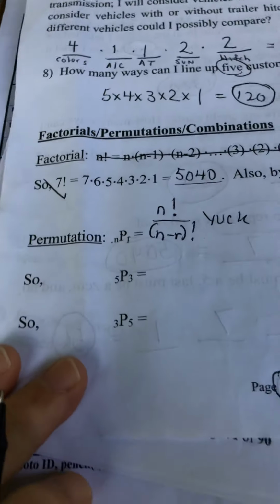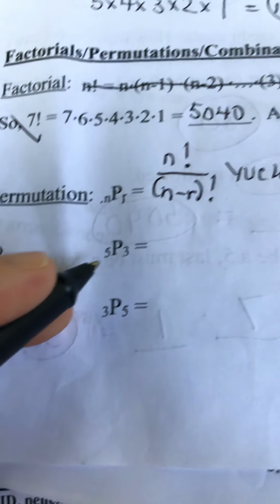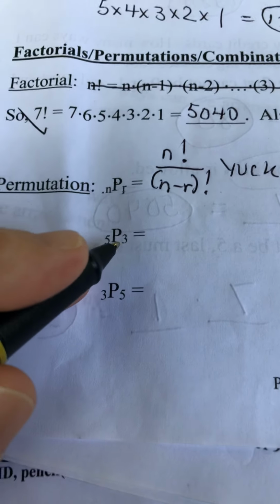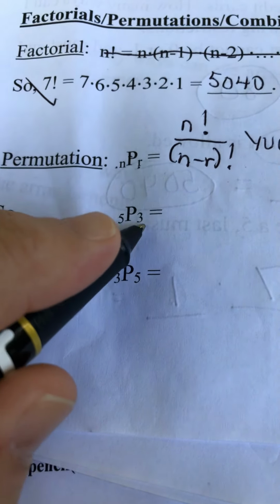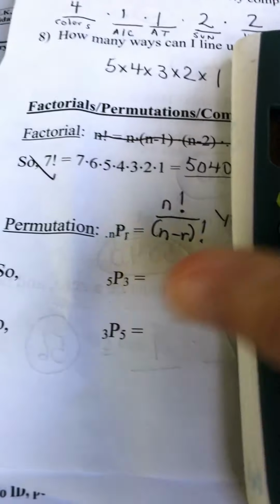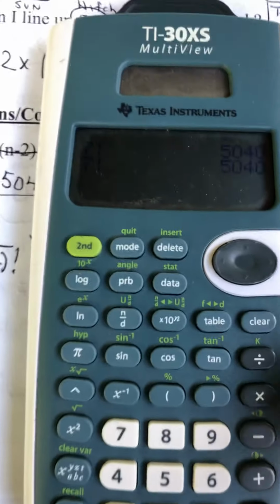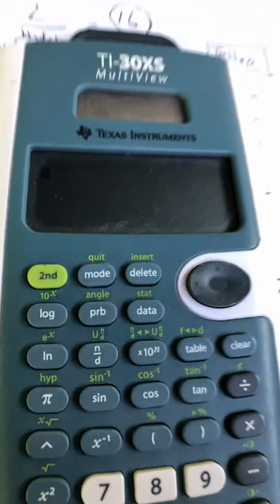Why would you want to do that when I'm going to show you how to do this on a calculator? So, if I want to find the number of permutations, I have 5 objects and I'm putting 3 in a row. Okay, I'm pulling 3 and I'm arranging them in order. I could go to this calculator. Okay, let me clear it. All right, here we go.